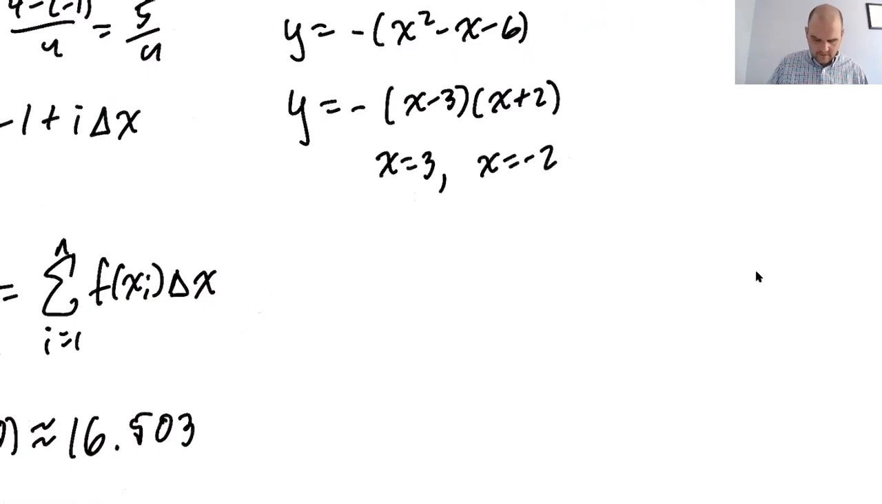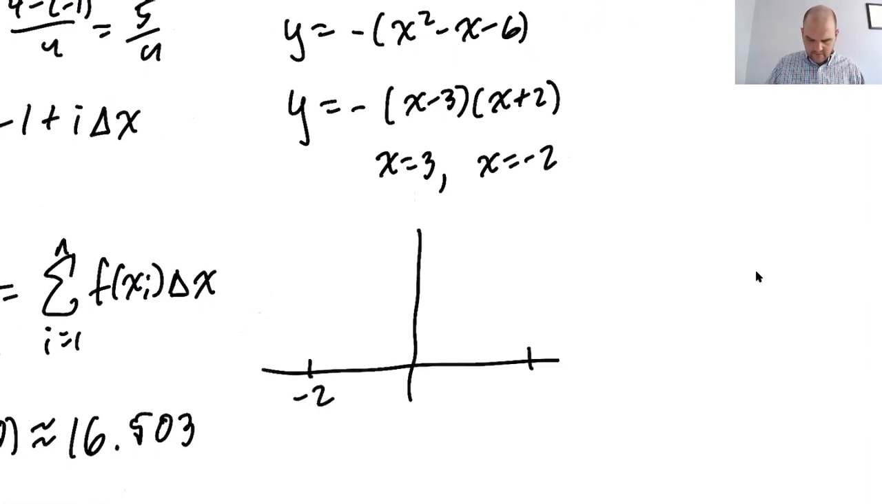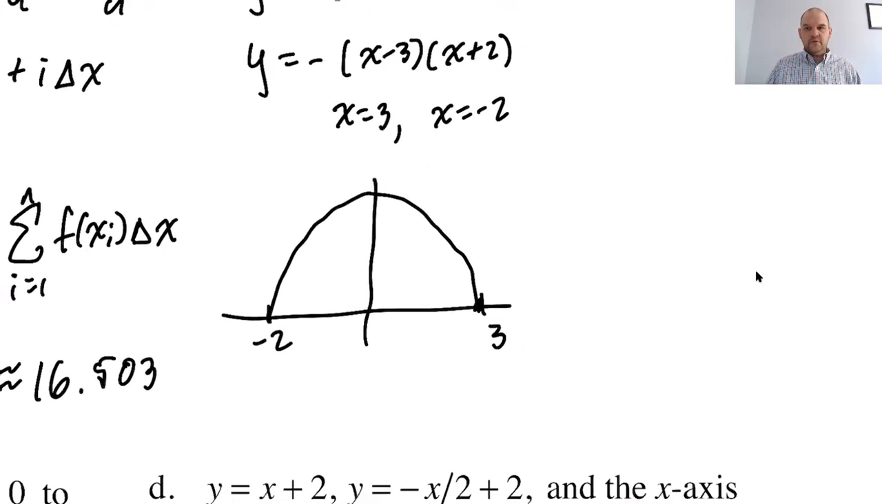So we got -2, and we have 3. That's definitely to scale. And it's a quadratic that opens down, so something like that. Barely got it. All right, we're good.